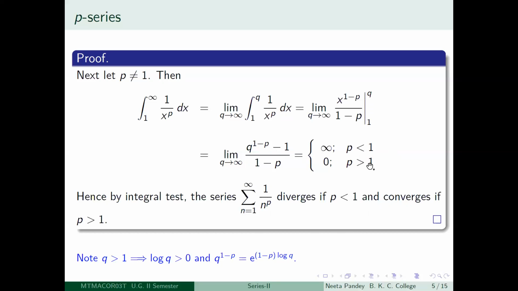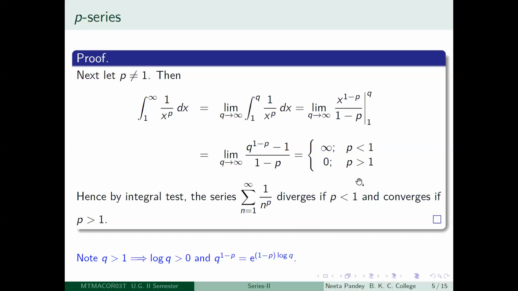Yes? And when p is greater than 1, then what happens? Then your 1 minus p is actually a negative number. So it becomes 1 by q to the power p minus 1. And p minus 1 is the positive one, right?